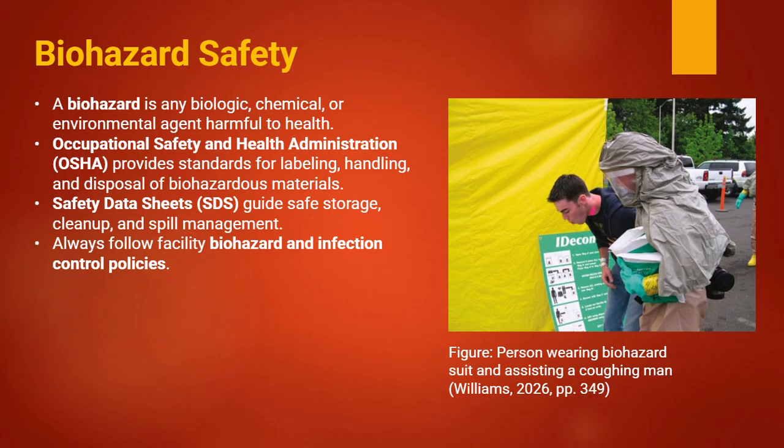If a biohazard spill occurs, the nurse should follow the facility's protocol, which typically includes wearing gloves and protective gear, containing the spill, disinfecting the area with an approved solution, and reporting the incident according to policy. Facilities also require annual safety training for all employees who may handle hazardous materials, ensuring that everyone stays up to date on best practices and regulatory changes.